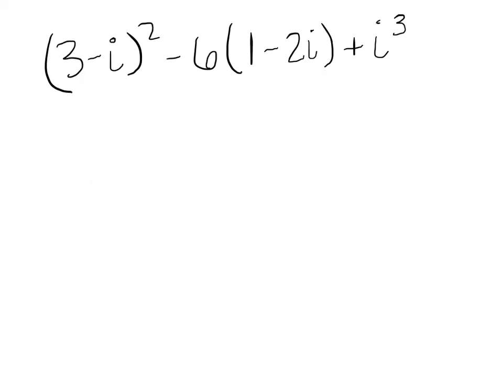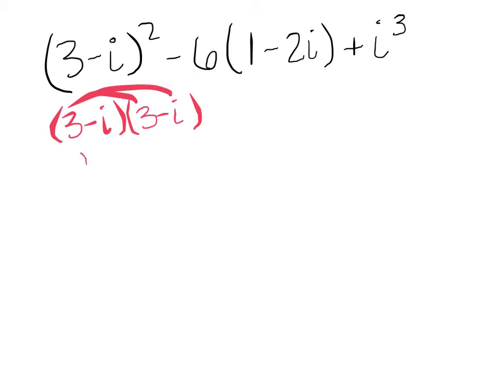Here's a doozy for our very last problem. It requires us to do all sorts of different multiplication and even some adding and subtracting too. That's okay, that way we only have one example left. Yay! So let's go ahead and start with that 3 minus i squared, which means, remember, 3 minus i times 3 minus i. So that's going to get us 9 minus 3i minus 3i plus i squared.